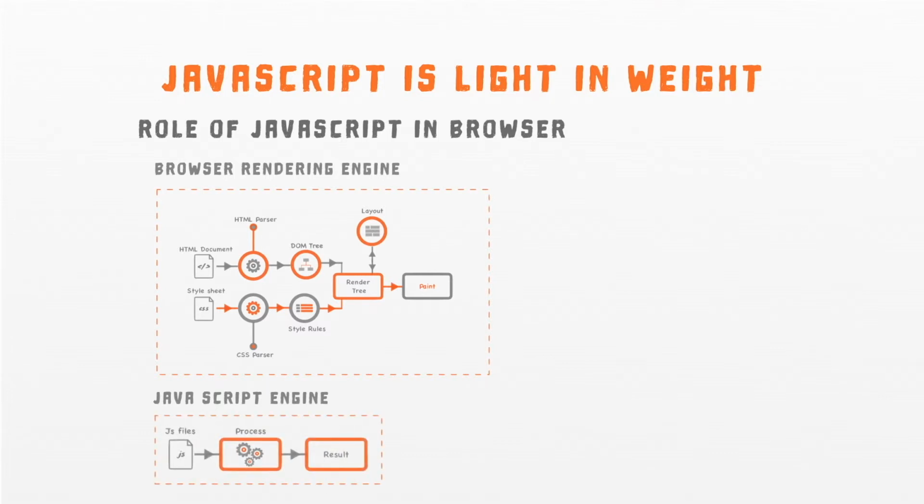So it takes JavaScript files, processes them, and gives the result. Well, it's quite simple, right? But you might have heard that with JavaScript, we can change the view of HTML elements, we can make server requests, and more, right? Well, JavaScript does all of that using APIs.